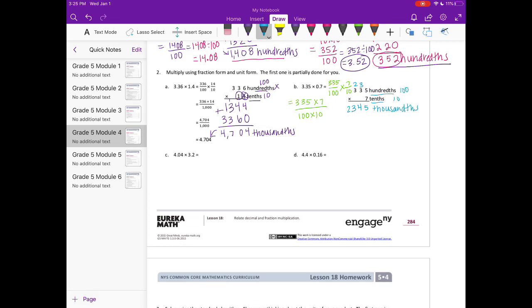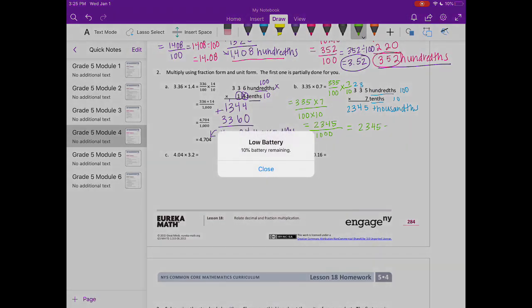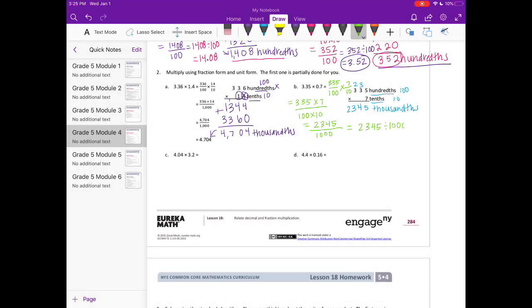So then over here, what we have is 2,345 over 100 times 10, which is thousandths. 2,345 divided by 1,000 is equal to 2 and 345 thousandths.